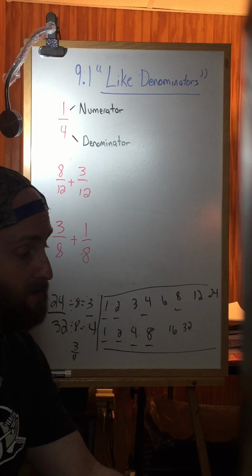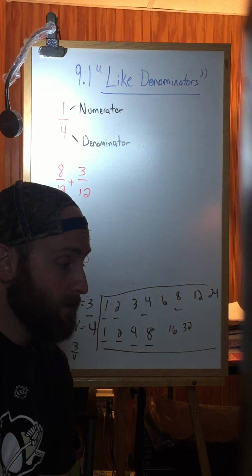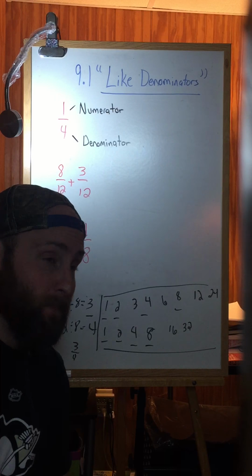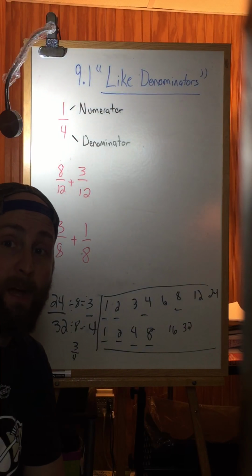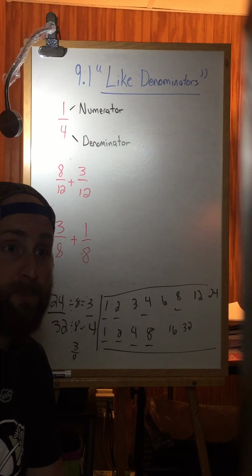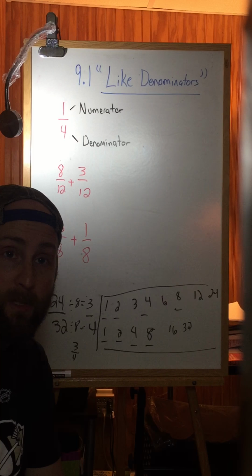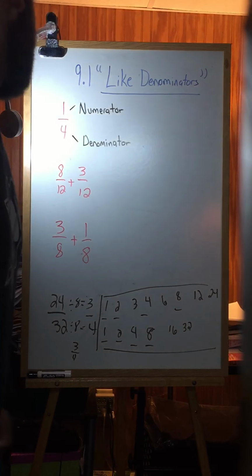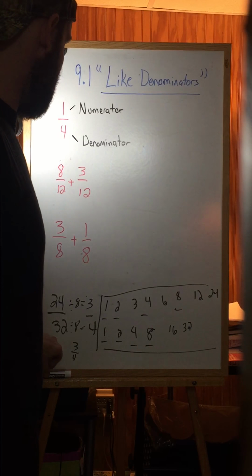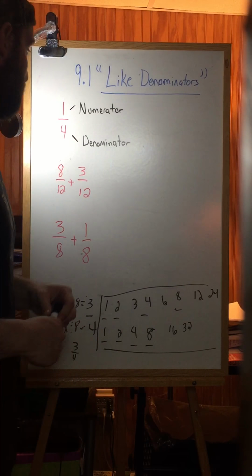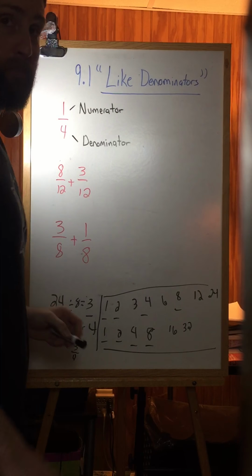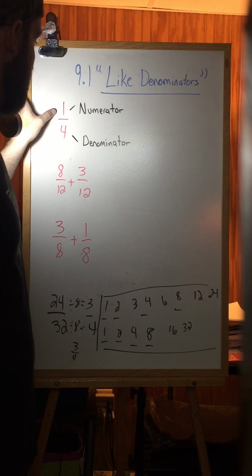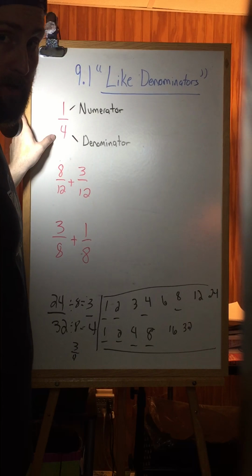The lesson is for Chapter 9, Section 1, and it is called Like Denominators. Now, we've worked with fractions over the past couple of years, and when it comes to adding and subtracting fractions, it's pretty simple. Like denominators means a fraction has two parts. It has a numerator, which is the top number, and a denominator, the bottom number.